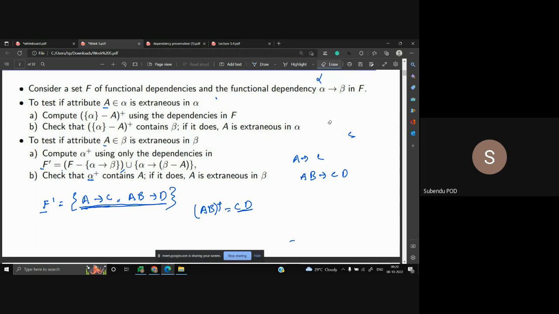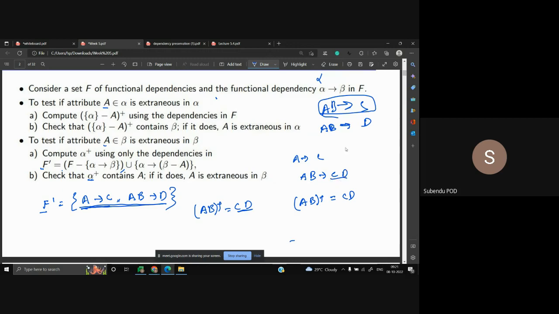You have to find the AB closure without the help of this functional dependency, that is, if you break AB determines C and AB determines D. So without the help of this functional dependency, we have to find the AB closure. If you get A determines C, you will get C, and AB determines D will get D. So you can find CD, so we can say that C is an extraneous attribute.